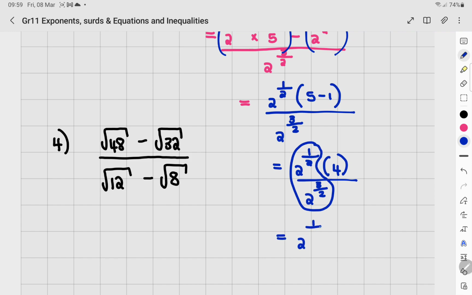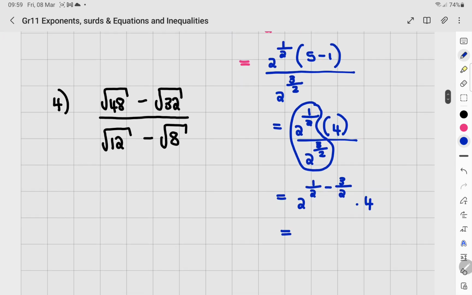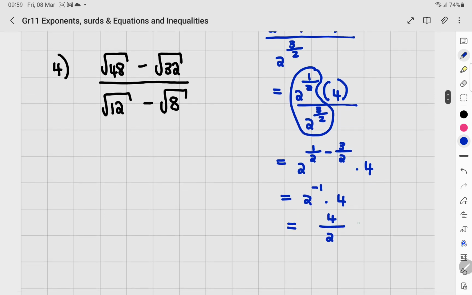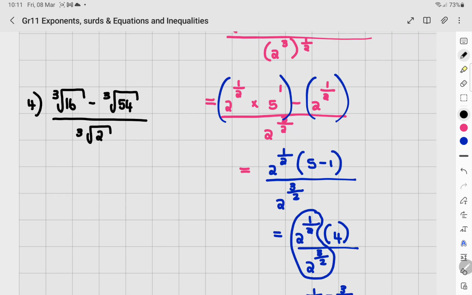So 2 to the power half minus 3 over 2 times 4. And you can just put that in your calculator. A half minus 3 over 2 gives you 2 to the power negative 1 times 4, which gives you 4 over 2 because you want to make it a positive exponent, and your answer is 2. Well done for chipping away at it.